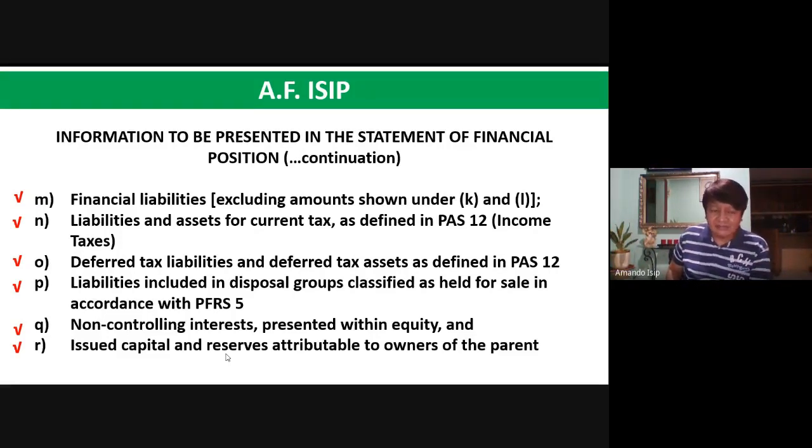And then, issued capital and reserves attributable to owners of the parent. Again, this item, if you are enrolled in business combinations this semester, this will also be discussed. Issued capital, meaning you acquire certain ownership in a certain company, instead of paying cash, you issue shares of stocks. And reserves attributable to owners of the parent.